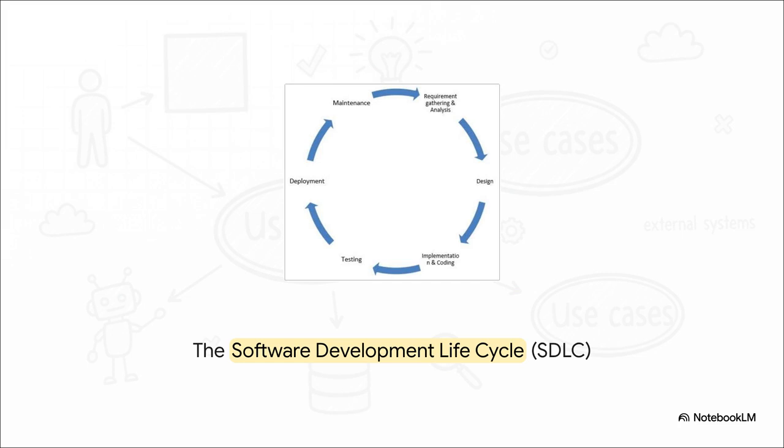Think about where the initial magic actually happens. We kick things off with requirement gathering and analysis, and then we move right into design. And that is exactly where software modeling lives. It happens super early in the cycle, well before we hit that bottom stage of implementation and coding. We aren't laying any digital bricks just yet. We're purely architecting the structure.